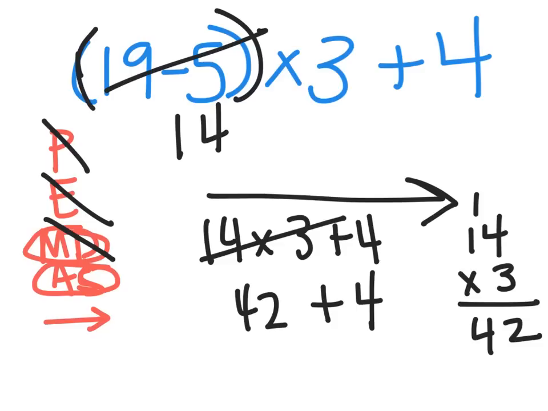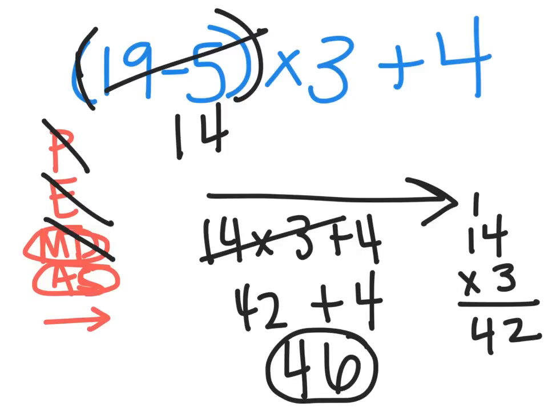And now I have the last two steps, A and S, which stands for Aunt and Sally, or addition and subtraction. All I have is addition, so I go ahead and finish off with that. 42 plus 4 is 46, and that is my final answer.